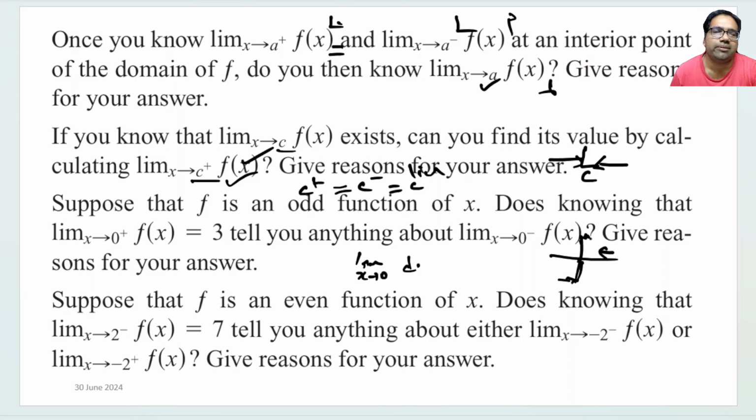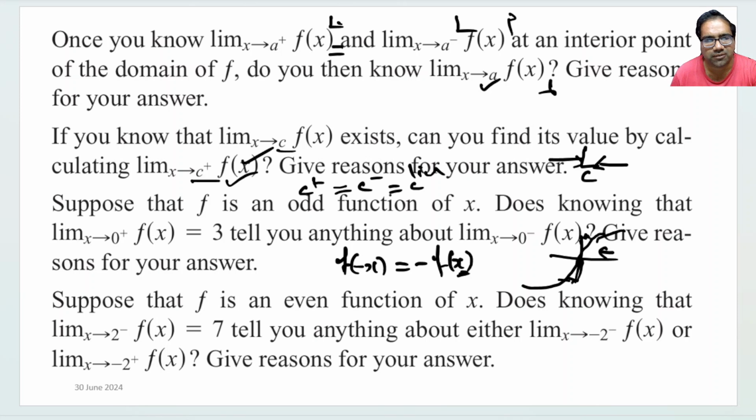At the same time, you might get this confusion: earlier we discussed that an odd function is symmetric about the origin. Does it mean that the function should always pass through the origin? What is the definition of an odd function? As long as f of minus x is equal to minus f of x for whatever x is in the domain of this function, then it is an odd function. This is the definition.